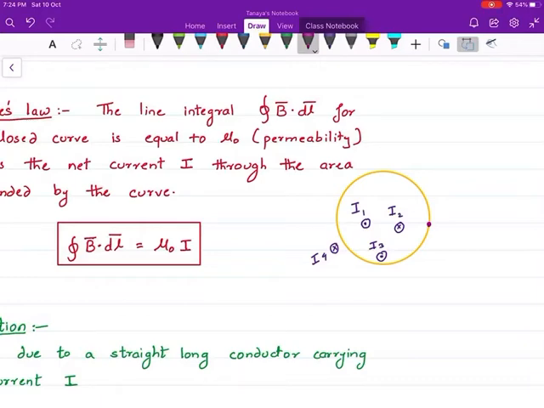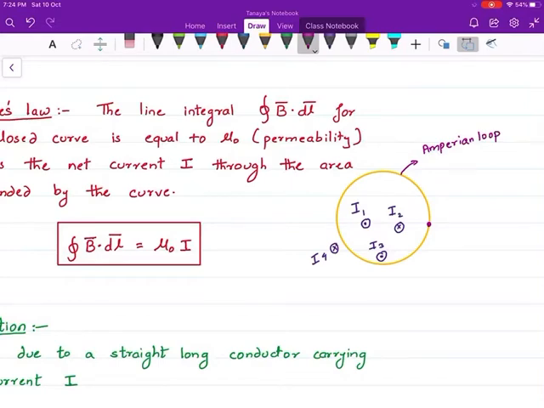Since I have more than one direction of current and many wires carrying this current, I am going to fix a direction in which I will traverse this Amperian loop. I have drawn a curve which is enclosing I1, I2 and I3. This particular loop is called the Amperian loop, just as the Gaussian surface.